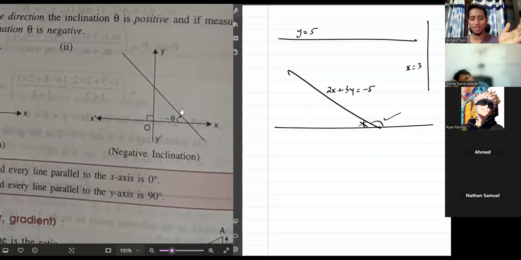Stop playing around. Okay. So the angle is which side? On the right side. And for you, always theta will be less than 90. Okay.